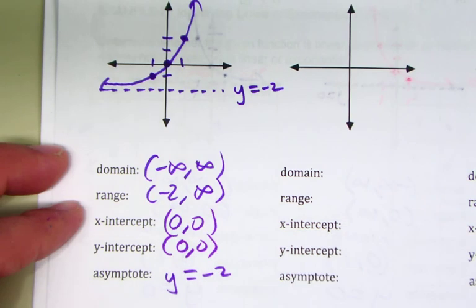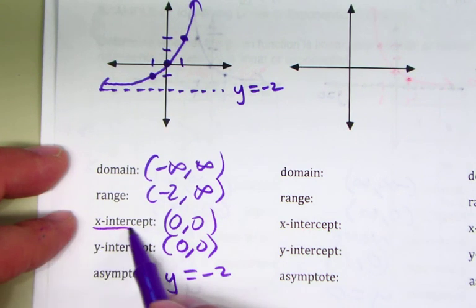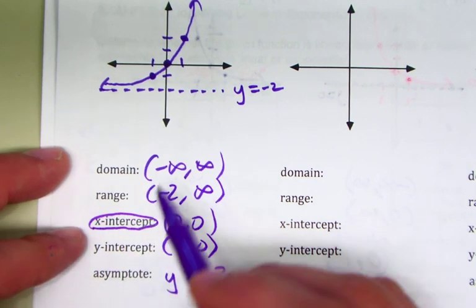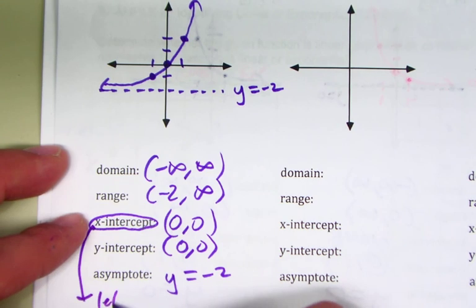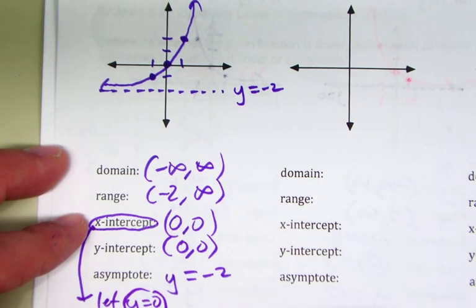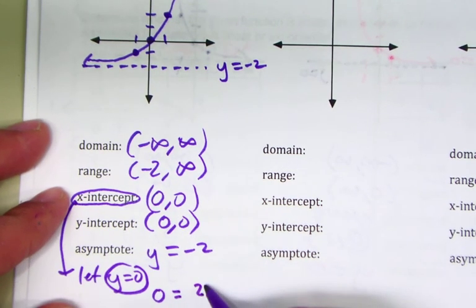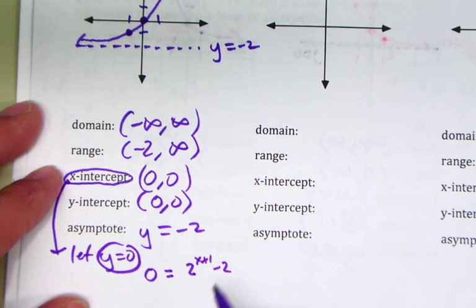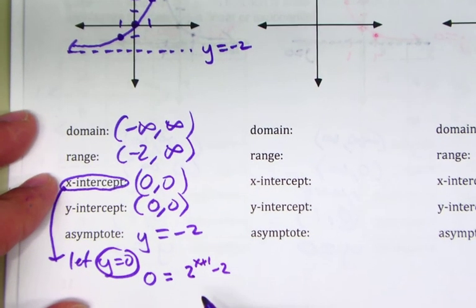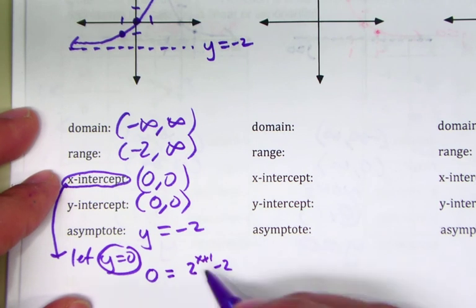But I do want to point out, because this is something you'll have to do eventually, whether it's in this section or in the later sections, how would you find the x-intercept? You let y equal 0, right? So if you put 0 into y, you have 0 equals 2 to the x plus 1 minus 2, and then you can solve this equation. This is a sneak preview of what we're going to be doing later. Add 2, right?